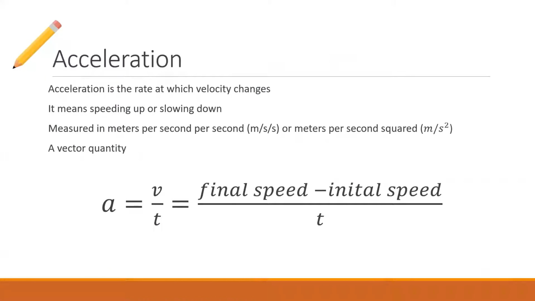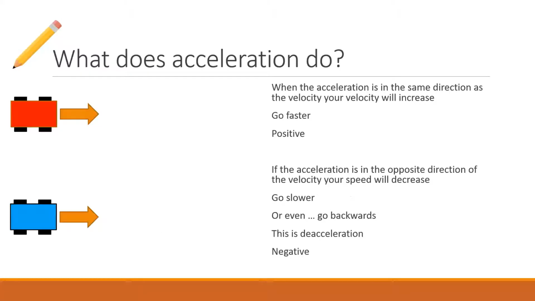To do that, we use this measurement here. Final speed minus initial speed over t, the time taken. It means speeding up or slowing down. So whenever I say, you know, this object accelerated, I want you guys to think, oh, it's probably sped up, maybe it slowed down. We had two examples here.